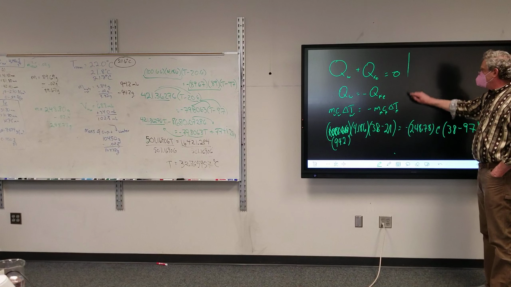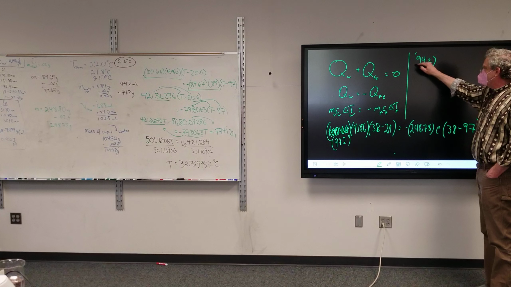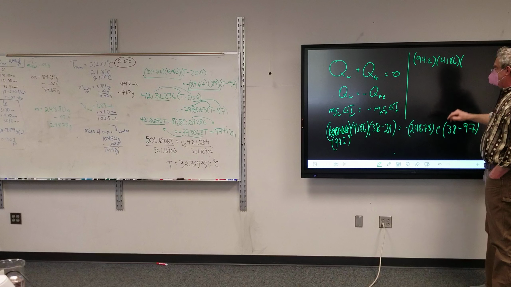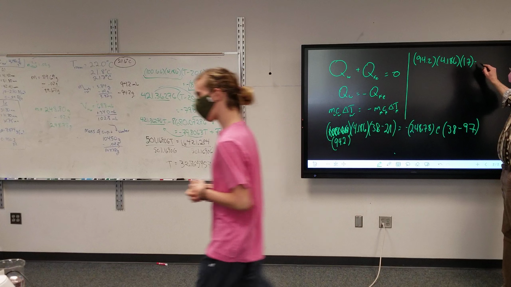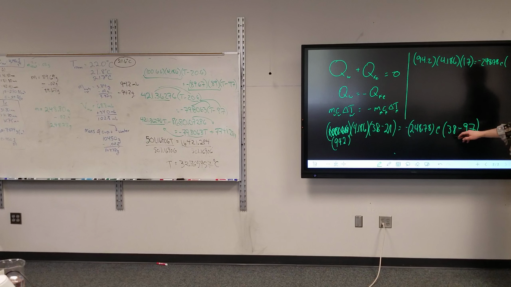So the math problem, well, pretty much it's 94.2 times 4.186 times, well, 17 equals negative 248.78 times C times, doing the fancy math here, is that 59? Negative 59?